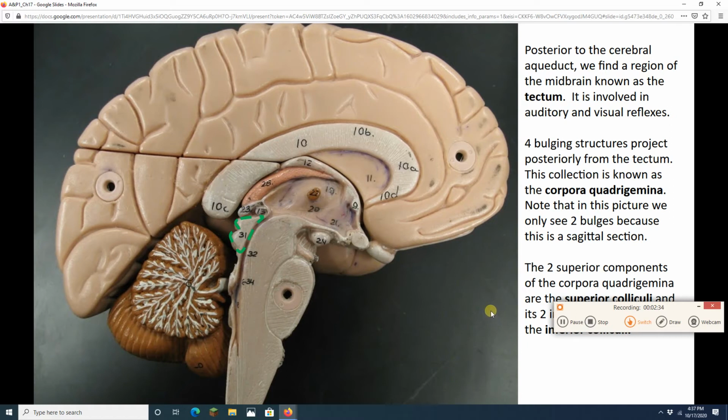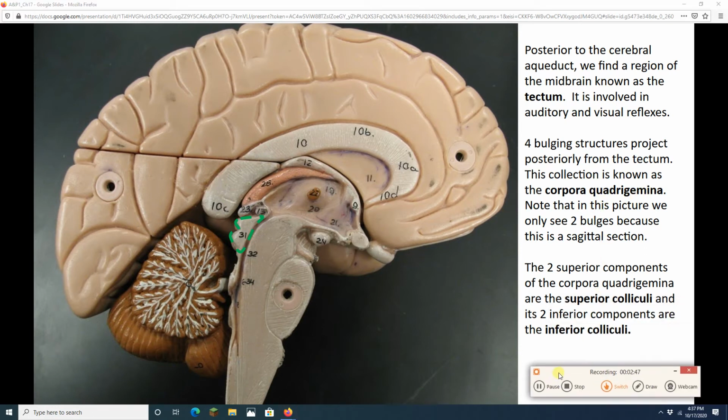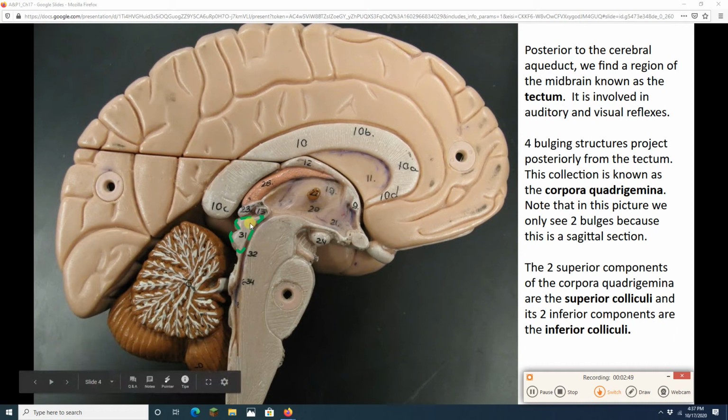The collection of the four bulging structures are known as the corpora quadrigemina. Corpora, bodies, quad, four, gemina, twins, the four twin bodies. Now, of these bodies, the top two, and we see one of them here, the top two are the superior colliculi. The bottom two, and again, I'm on just one here, are the inferior colliculi. So let's talk about these guys.